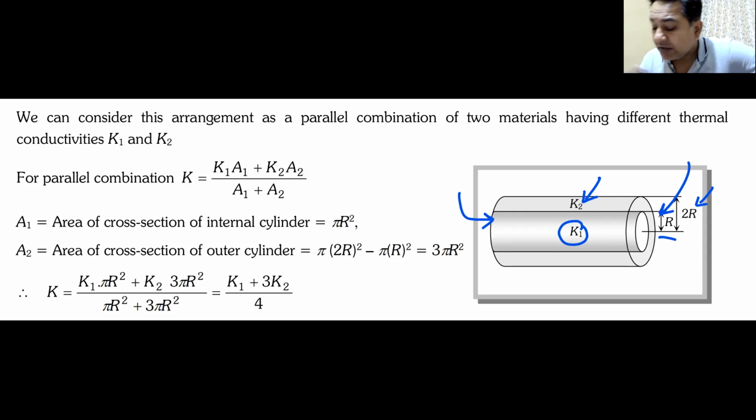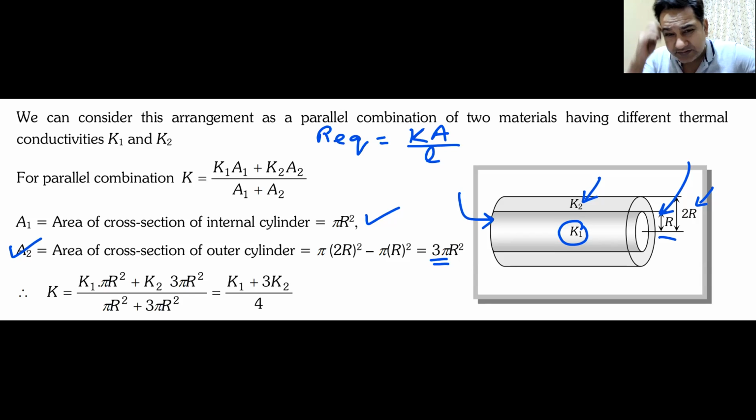Yes or no? You can find out the area of the first cylinder, the inner cylinder, and the area of the second cylinder. Then how do you find the effective thermal conductivity? You can find the effective resistance of this system, R equivalent, and this R equivalent will be equal to L by KA, where K is the effective thermal conductivity, A is the area, and L is the length of this system.